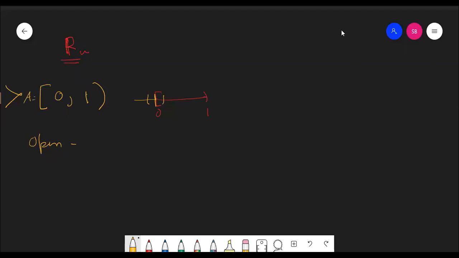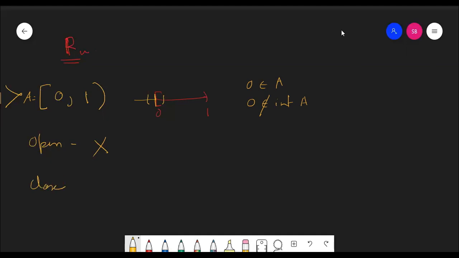So let this be set A. So it won't be completely contained inside A, any neighborhood around 0. Thus 0 is in A, but 0 is not an interior point of A. So 0 is not an interior point of A. Thus it is not open.